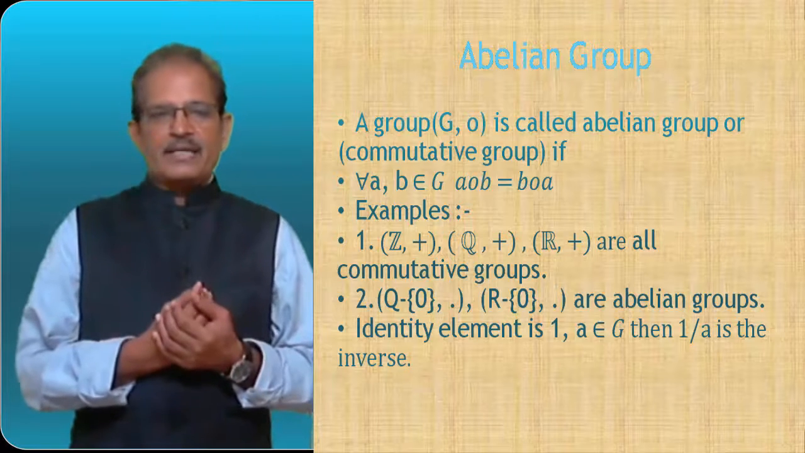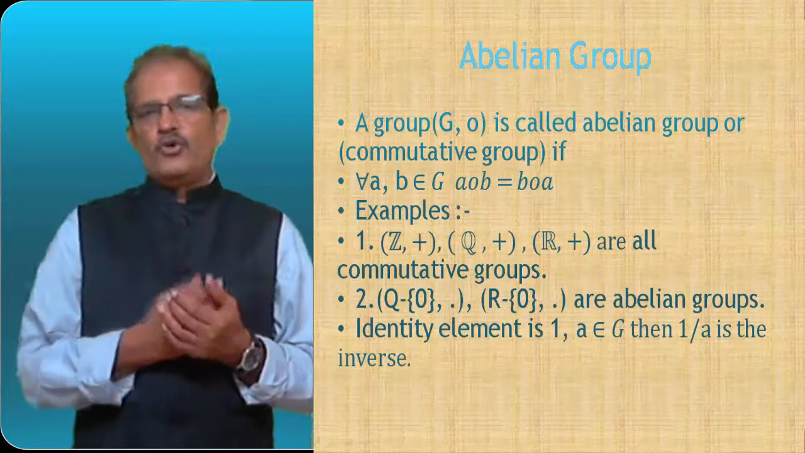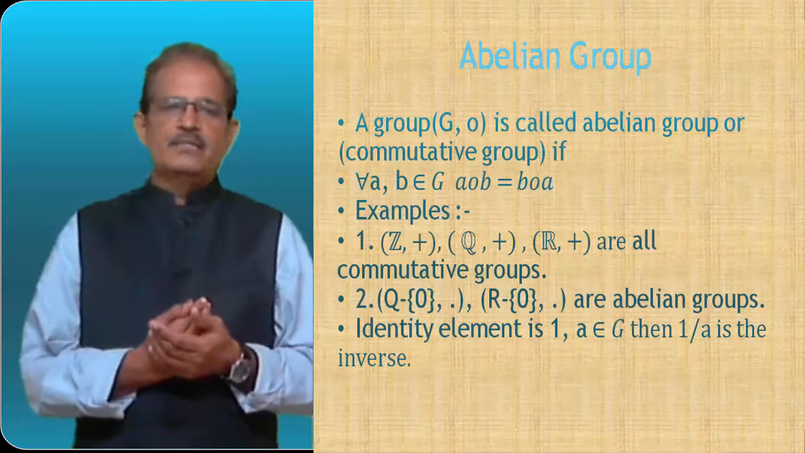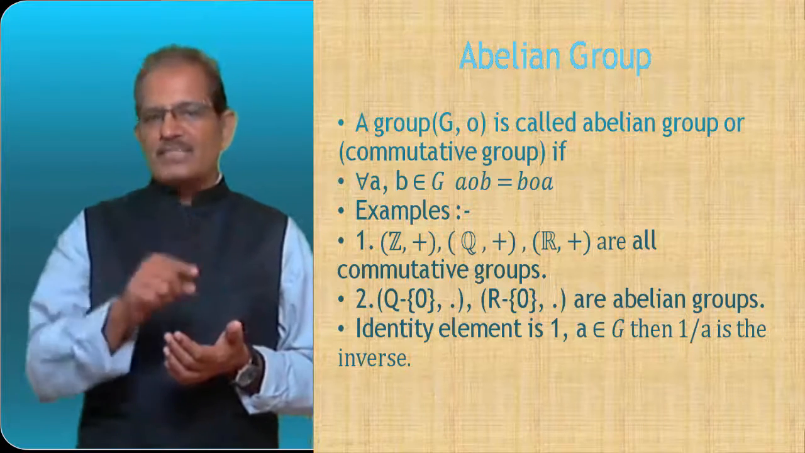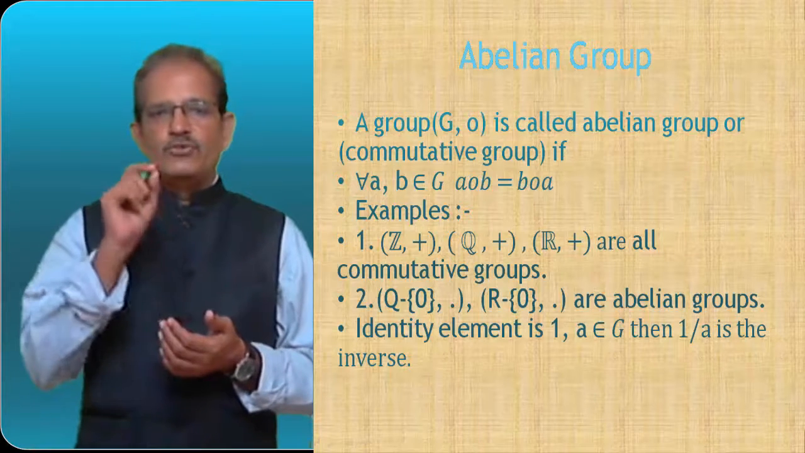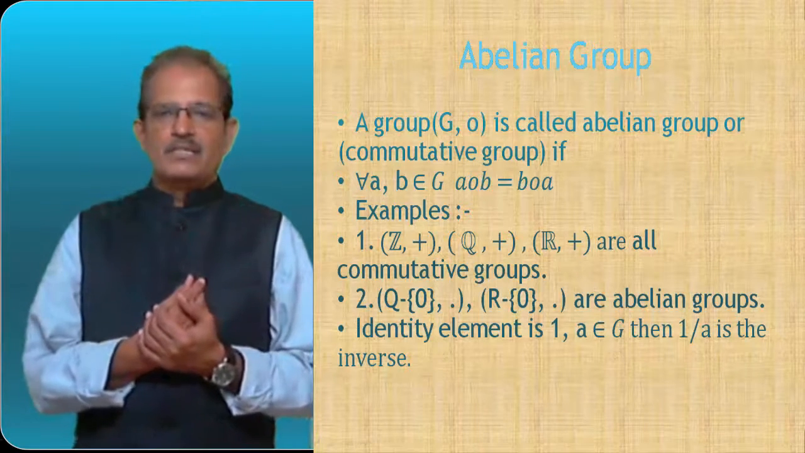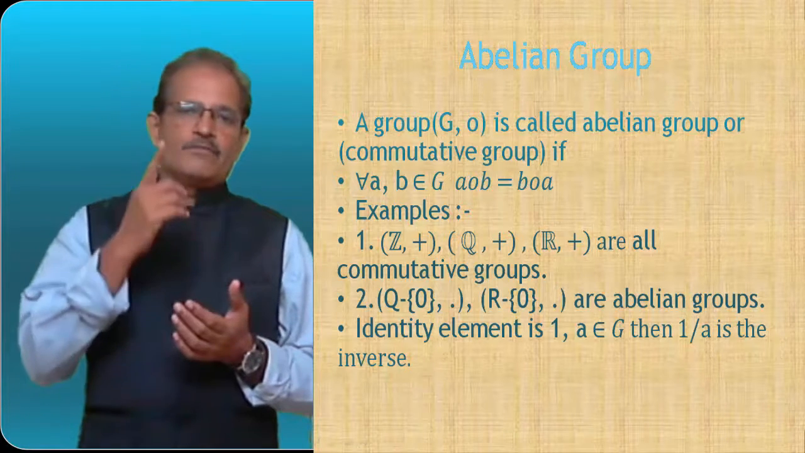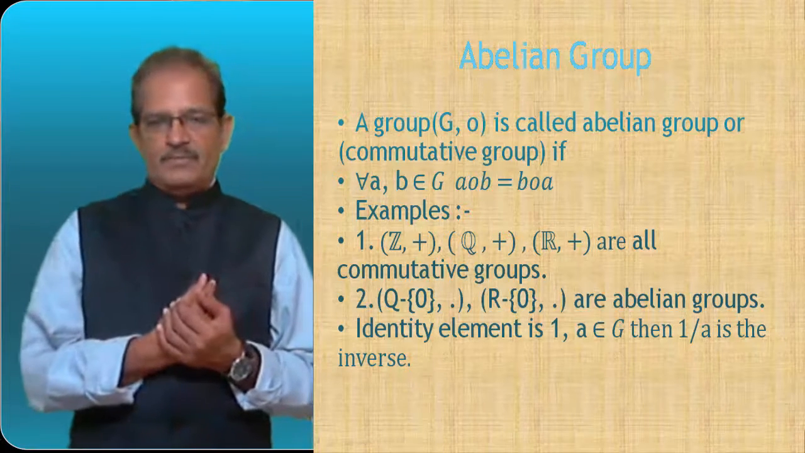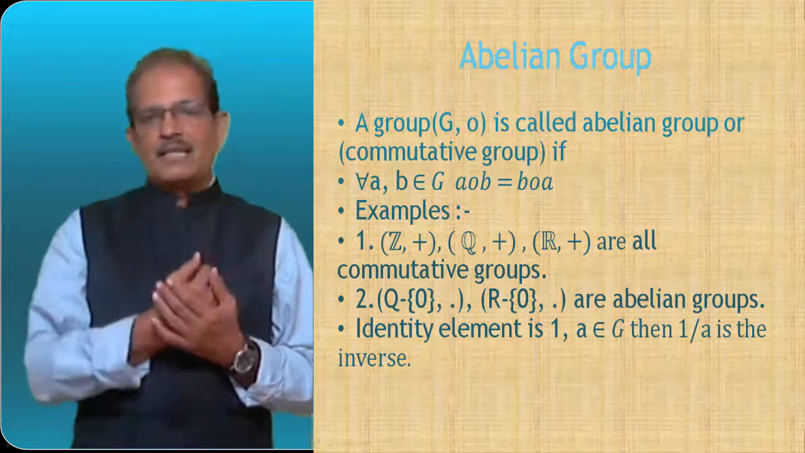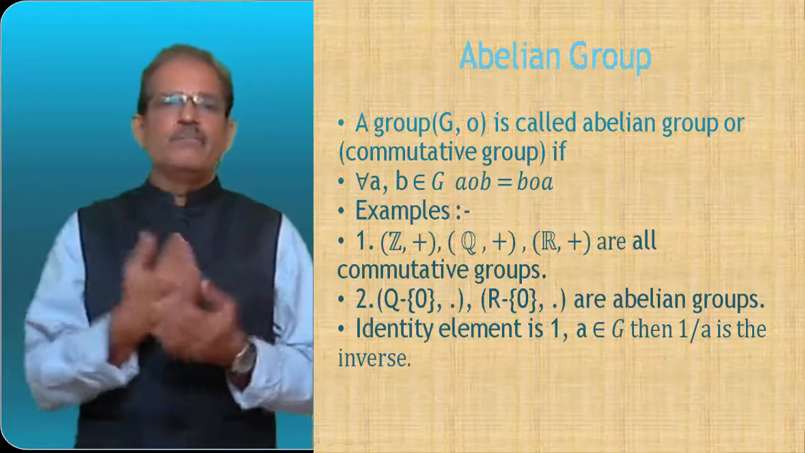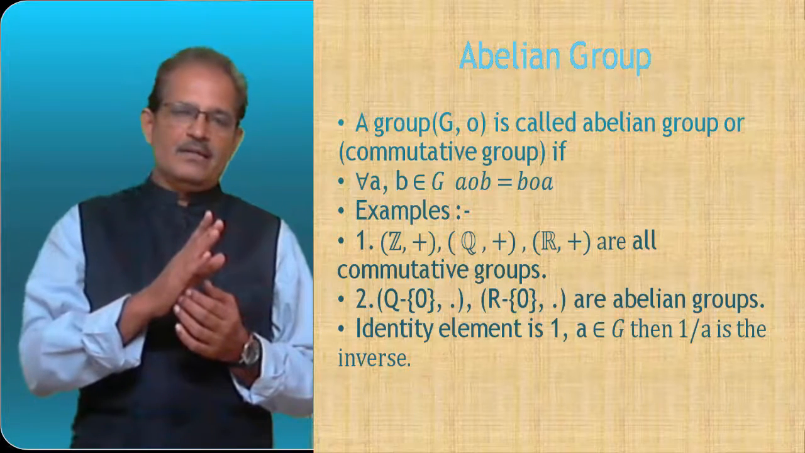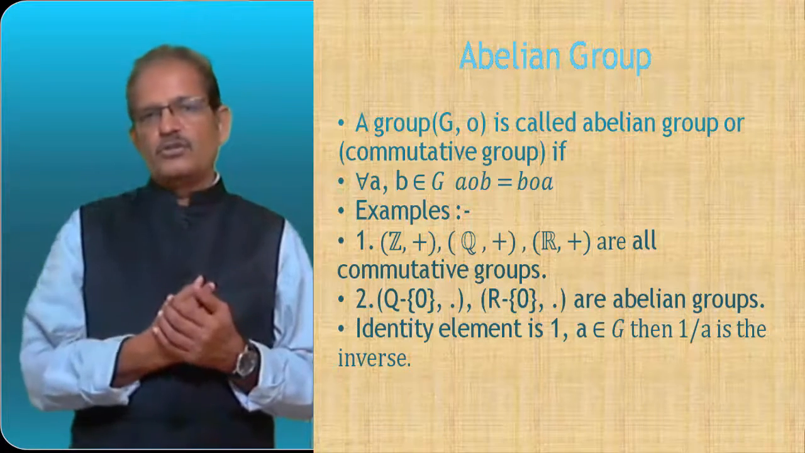You take the second example, Q minus singleton 0 with dot, meaning the set of all non-zero rational numbers with usual multiplication of rational numbers, which forms an abelian group. Set of all non-zero real numbers with multiplication as the binary operation also forms an abelian group. So, set of real numbers other than 0, that is non-zero real numbers.